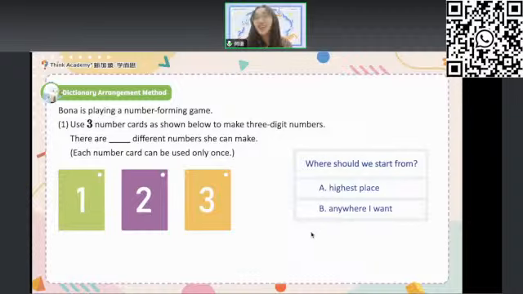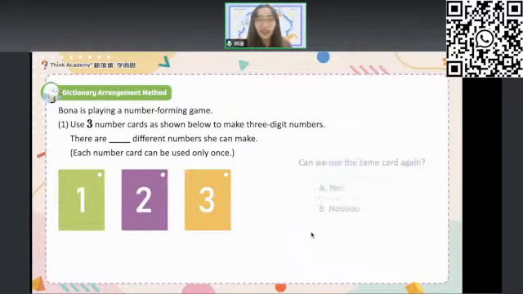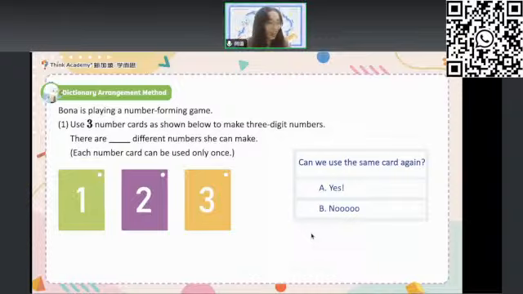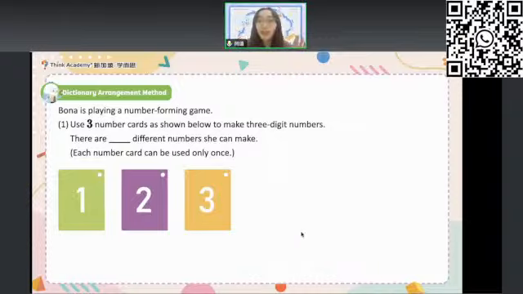So here following the order, let's have a look, okay? Can we just use the same card again? Can we say that number 2 is my favorite card, so I just make a number that is 222? Am I correct? Cannot, right? Okay, so here you can see that we cannot repeat the number.